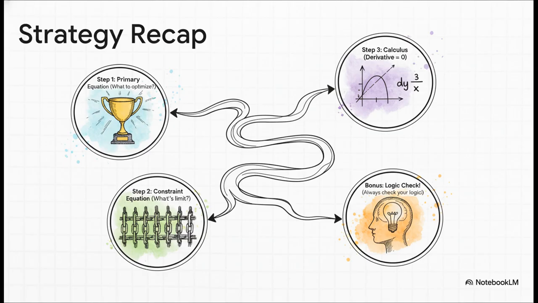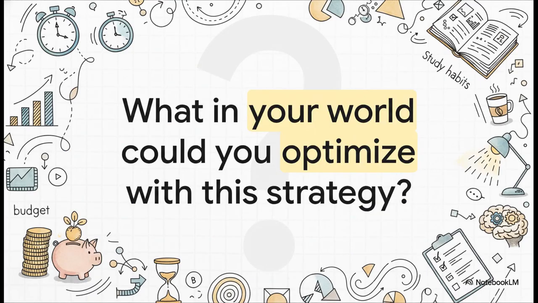And as we saw with that box problem, don't ever forget the bonus step. Always, always check that your mathematical answer actually makes logical sense in the real world. And really, that's optimization. It's so much more than just a chapter in a textbook. It's a powerful way of thinking. It's a method for finding the best possible outcome when your resources are limited.